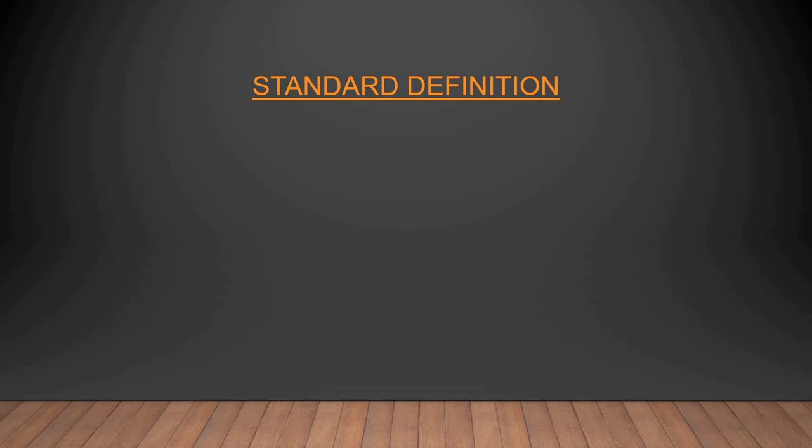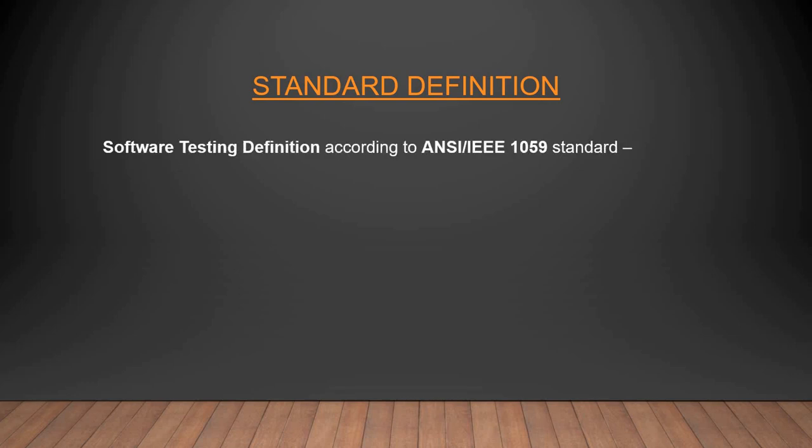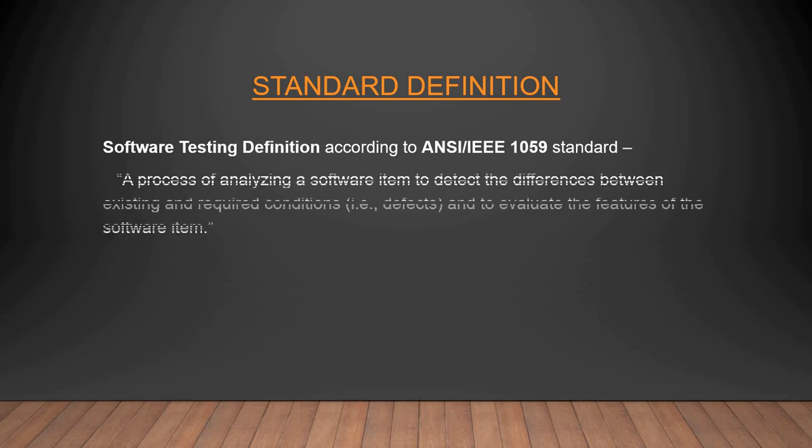Then what is the standard definition of software testing? According to the ANSI IEEE 1059 standard, it is a process of analyzing a software item to detect the differences between existing and required conditions, like defects, and to evaluate the features of the software item. This is the standard definition of software testing.